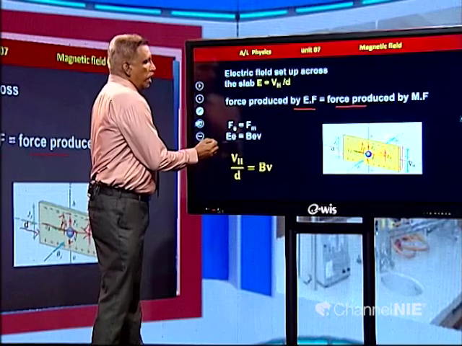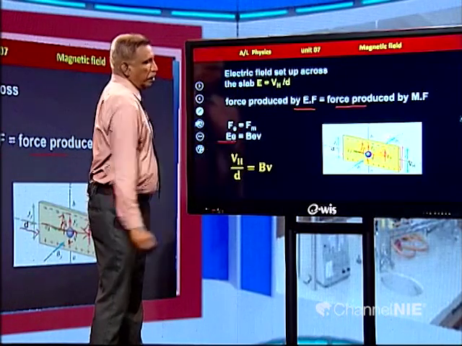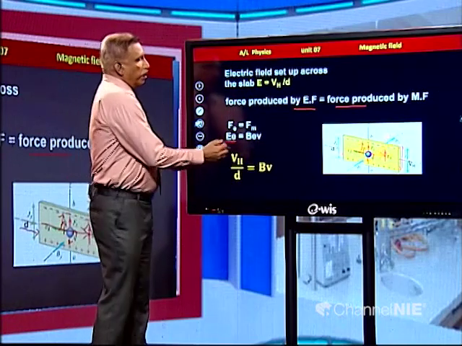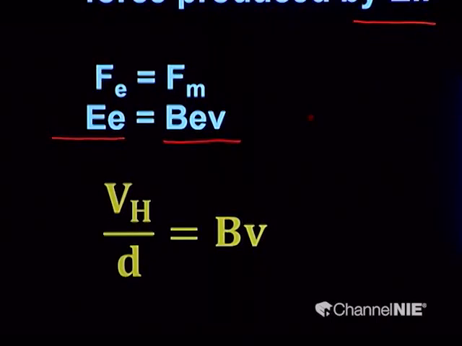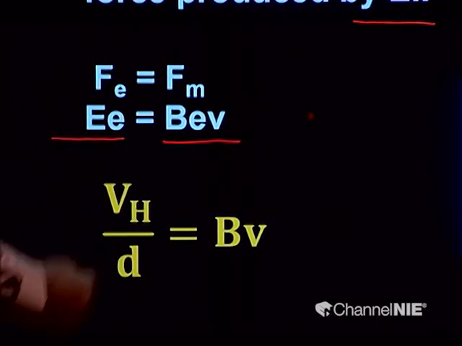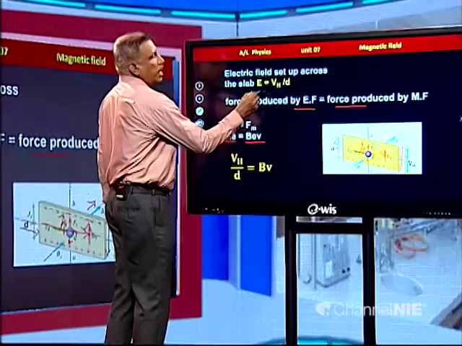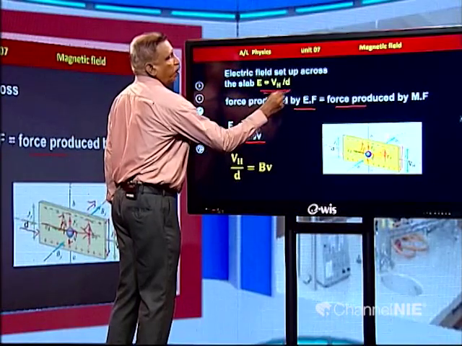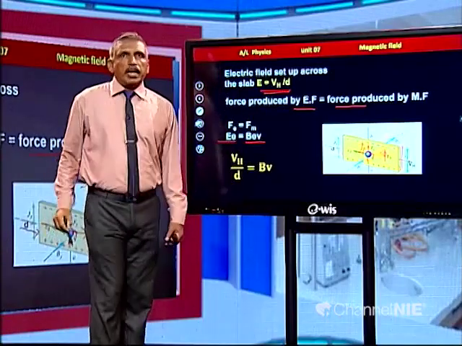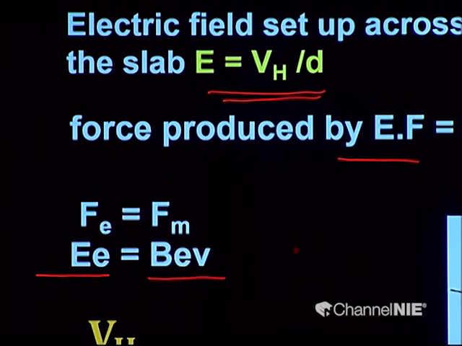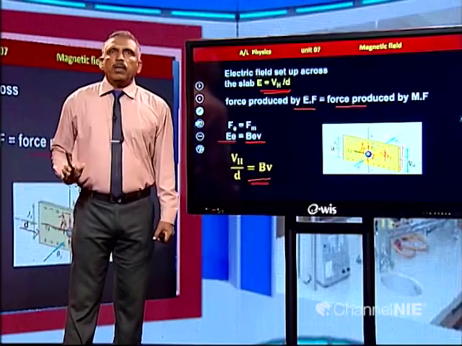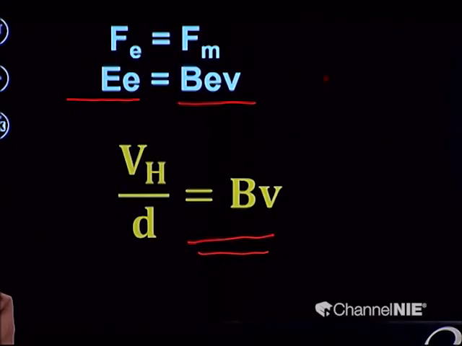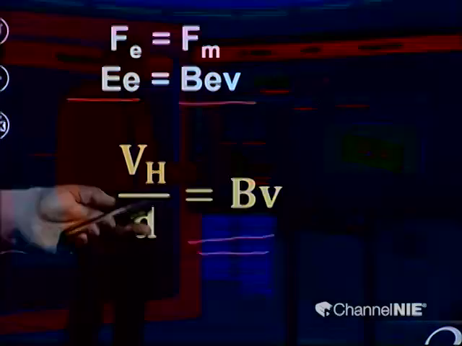In that steady state, the electric force and magnetic force are equal, so we can write the electric force is E into e. We already studied that the magnetic force is BeV. So, cancel this e and substitute E is equal to VH over D, voltage over distance. Therefore, we get the equation VH over D is equal to BV. This is the Hall effect equation. So, now we go to our question.